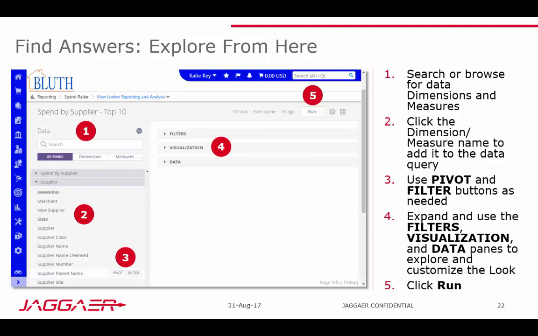And then expand the different filters, visualization, and data panes to explore and customize the look. Really set what you want for the data query, customize the colors and the appearance of the visualization so you can get the best picture to understand your spend, and filter it as needed by year, by source, by amount. The possibilities are endless here. And finally, whenever you make changes, make sure you click the Run button so that it will run the query and update everything there for you.